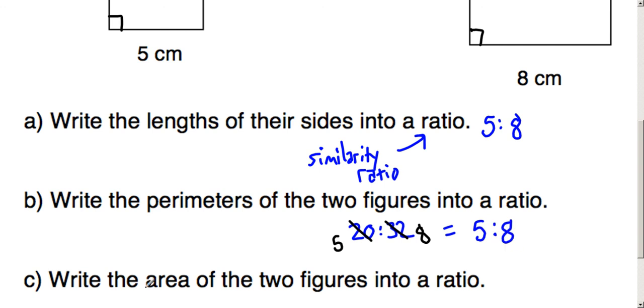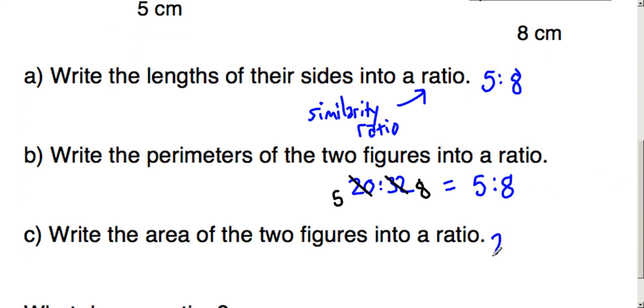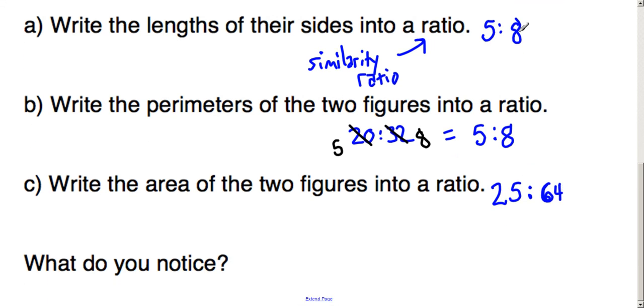Interesting. Part C says write the area of the two figures into a ratio. So the area of the first was 25. The area of the second was 64. Now you might be tempted to square root both of these to simplify it, but that would be changing the value. Remember, we only want to look for common factors. 25 and 64 don't have any common factors, so we can't simplify that one. Okay, it's kind of like you want to make it 5 to 8, but they don't have any common factors to simplify.